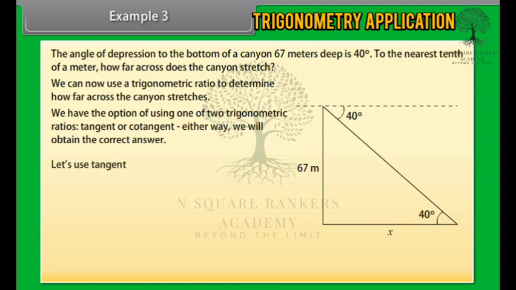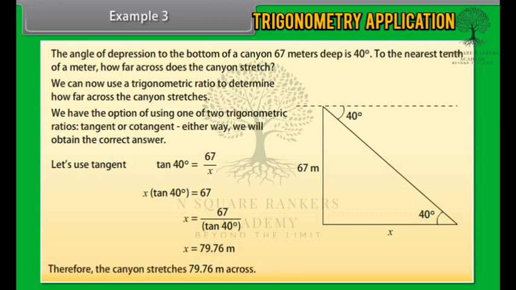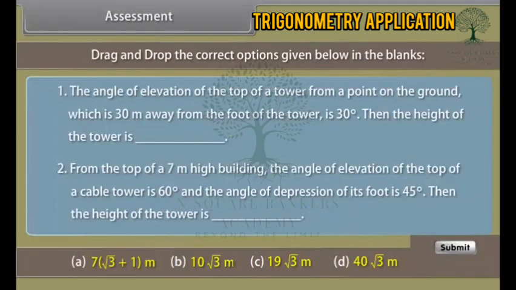Let's use tangent. Tan 40 degree is equal to 67 upon x. X into tan 40 degree is equal to 67. X is equal to 67 upon tan 40 degree. X is equal to 79.76 meter. Therefore, the canyon stretches 79.76 meter across.